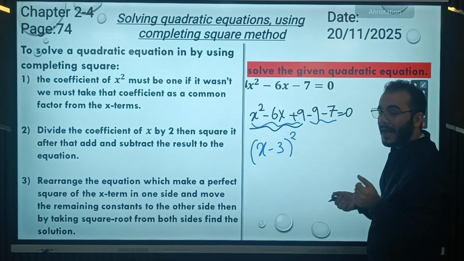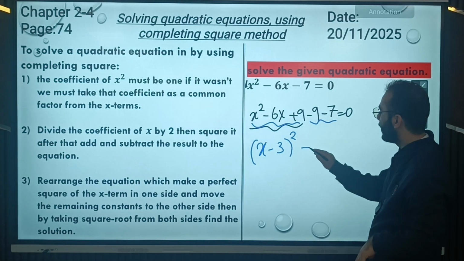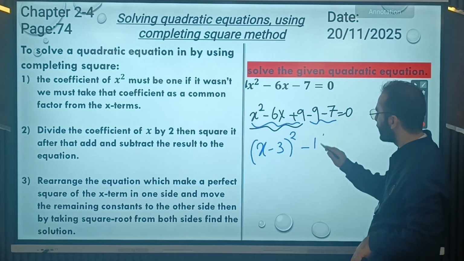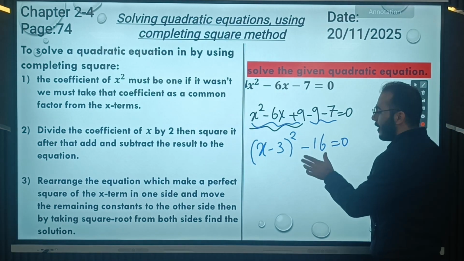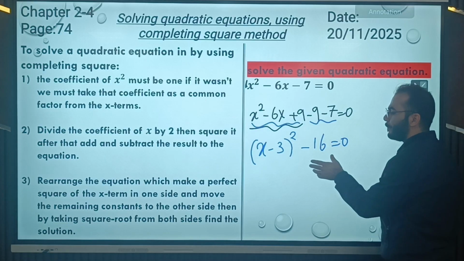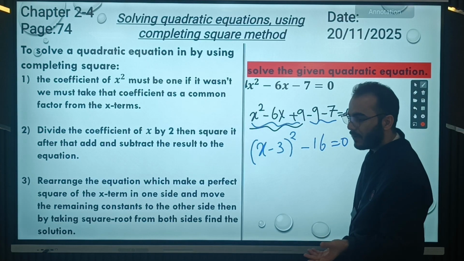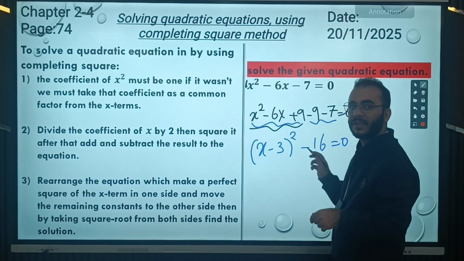Negative 9 minus 7, same sign, so add them and keep the sign. 9 plus 7, 16, equals to 0. There are actually different ways to solve this one. Either you can use the difference between two squares, or move this negative 16 to the other side.